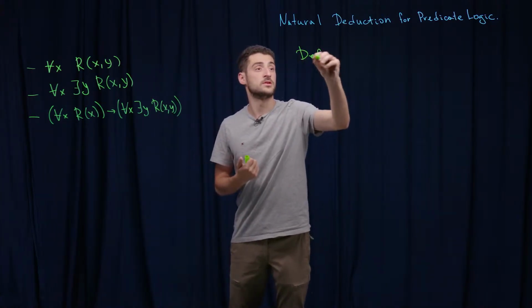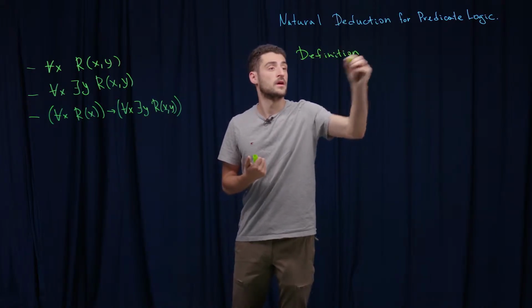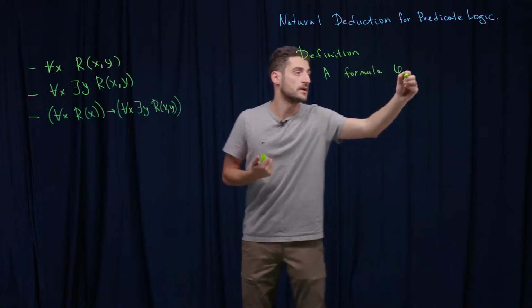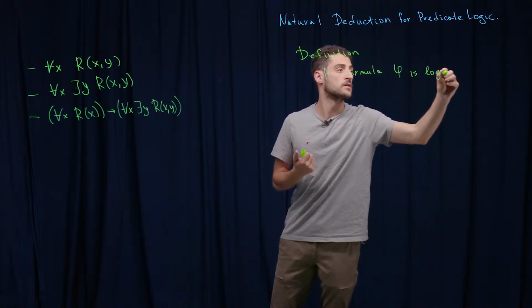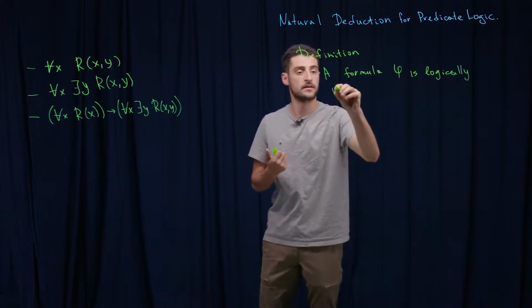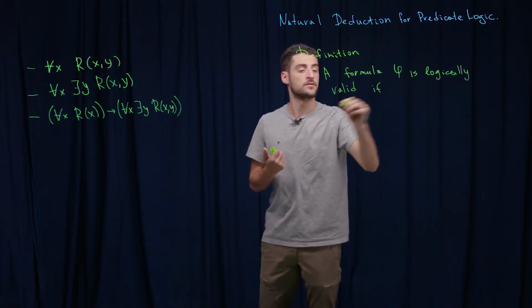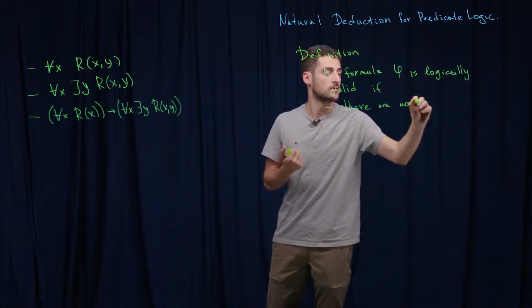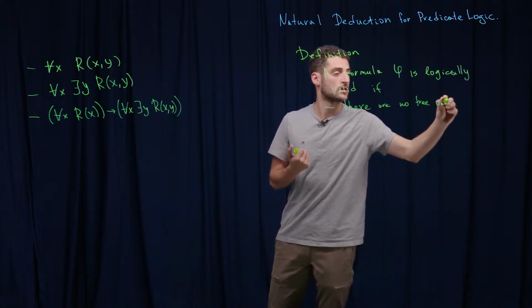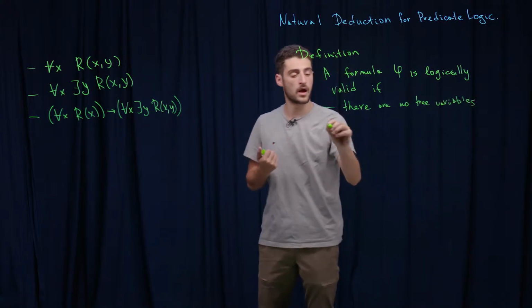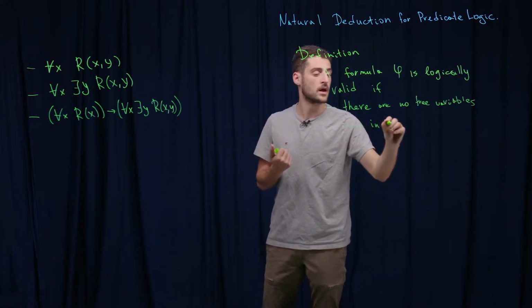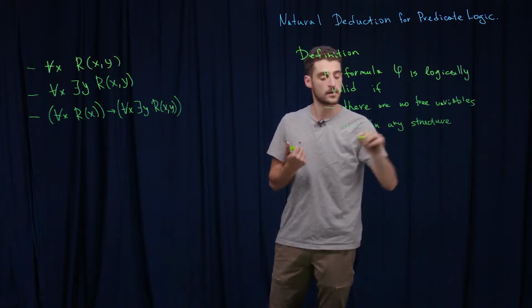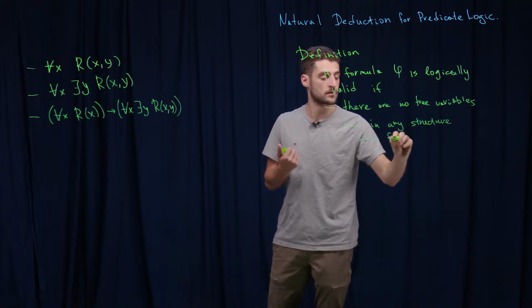So, definition: a formula phi is logically valid if there are no free variables and in any structure the formula is true.